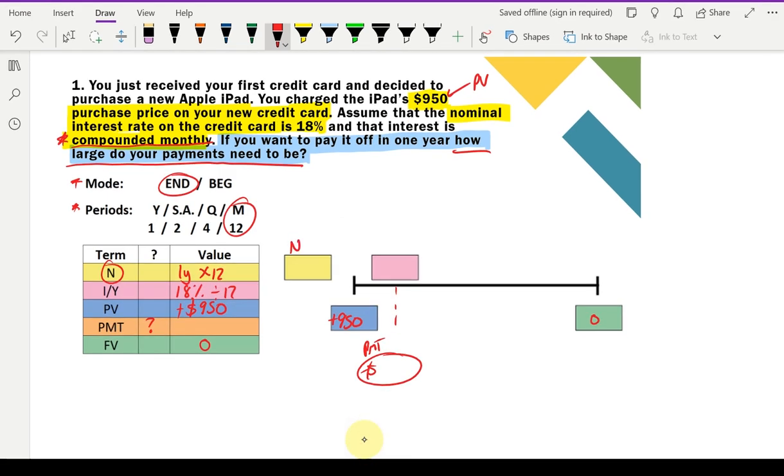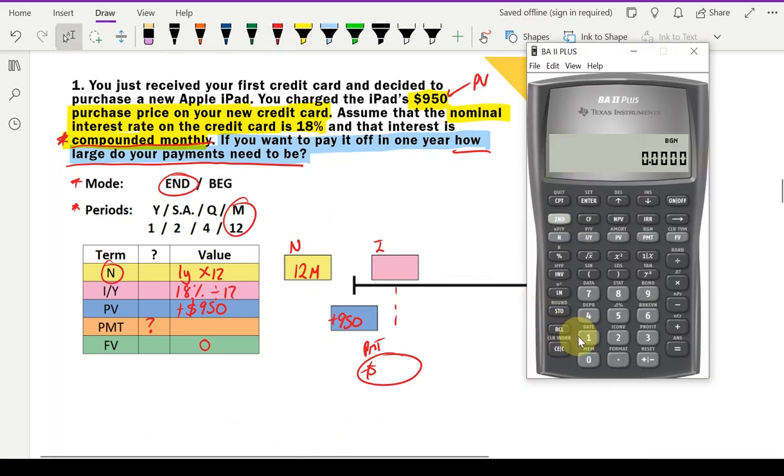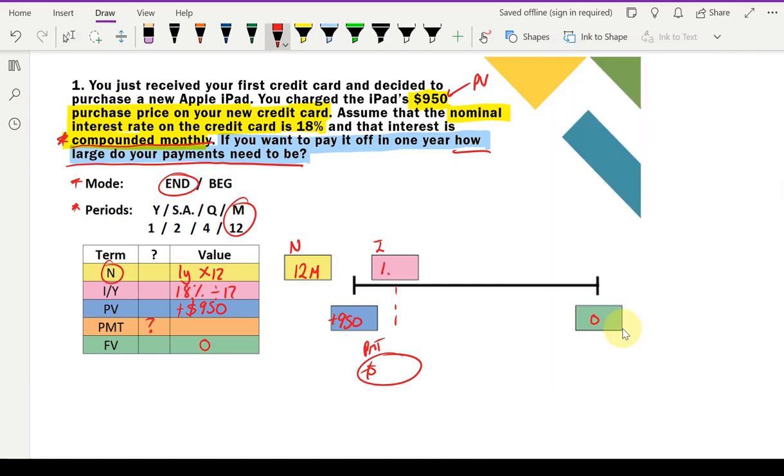So for my N here, this is going to be 12 months. And for my interest rate, it's going to be the 18% divided by 12, which I think is 1.5, but I just want to confirm, right? 18 divided by 12. Okay, 1.5. So 1.5%. Now this is on a per month basis. So we have month 0, 12 months, which is 1 year. And that means that this is 6 months, this is 9 months, this is 3 months.